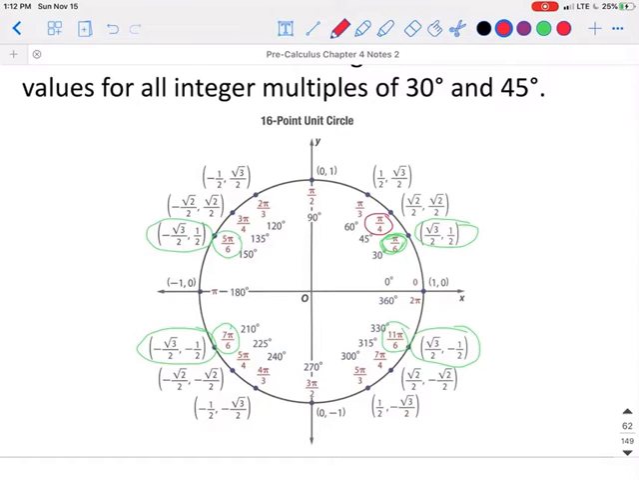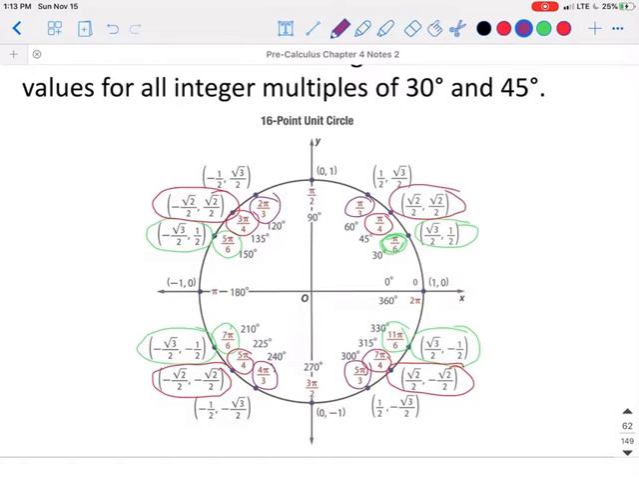If it's pi over 4, both values are going to be radical 2 over 2. But again, you are just going to have to determine what quadrant you are in to figure out if the values are positive or negative. And if your radian measure is over 3, your ordered pair will always be 1/2 and radical 3 over 2. You just have to determine if the values are positive or negative by what quadrant they are in.